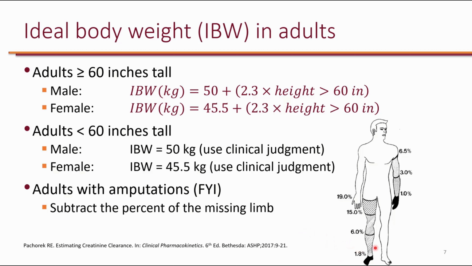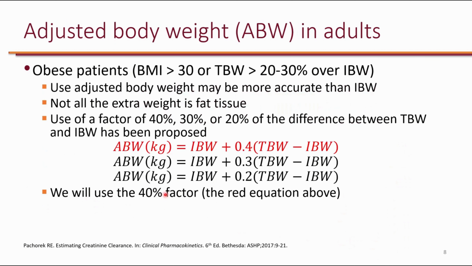For example, if somebody had a below the knee amputation, you can actually subtract 6% of the ideal body weight that you calculate. These numbers are just for your reference, so you do not need to memorize these percentages for patients with amputation. For patients who are obese, and obese is defined as a BMI of greater than 30, or a total body weight that is at least 20 to 30% over ideal body weight. And the reason there is a range here is because different studies have used different cutoffs.